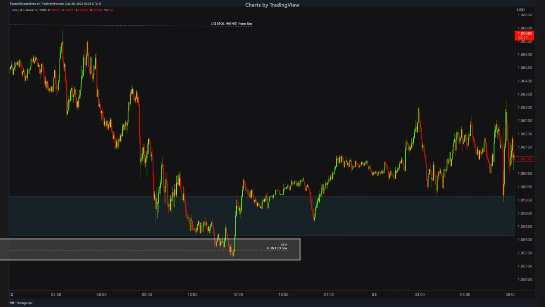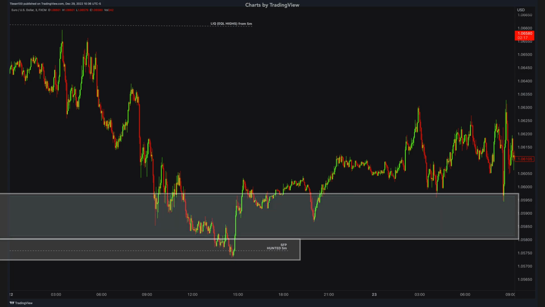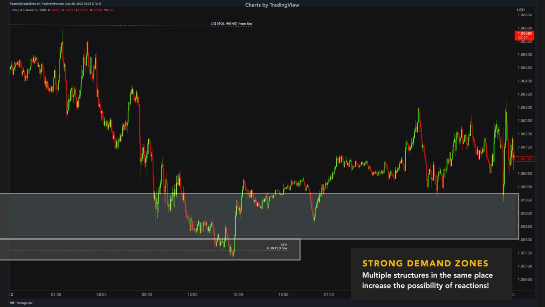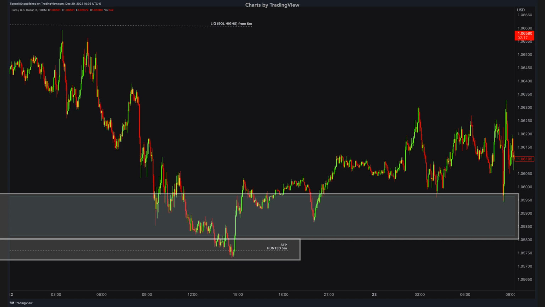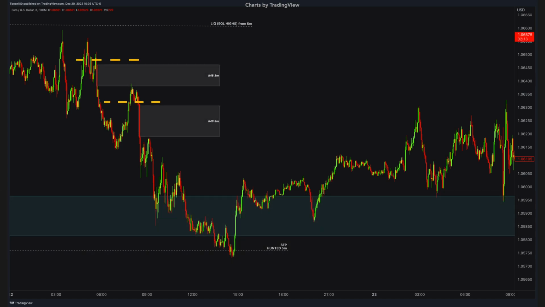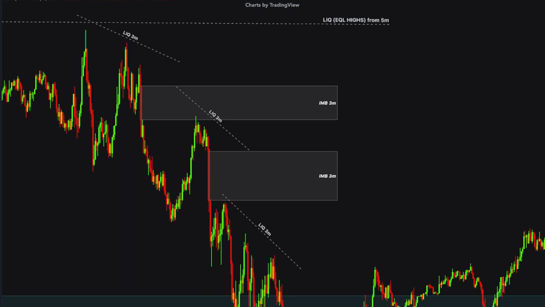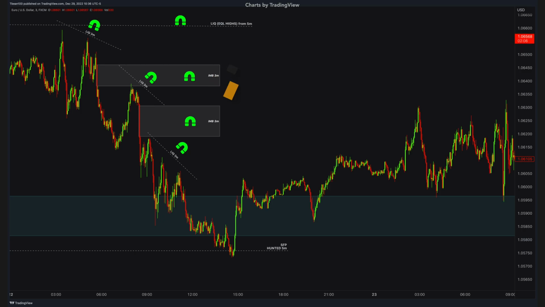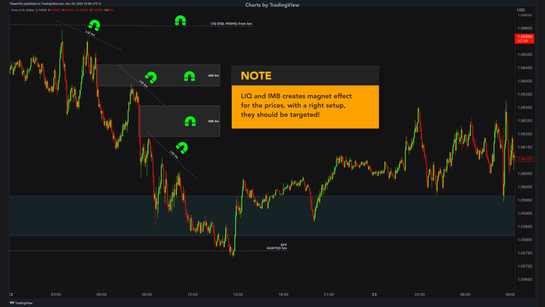As you can see here, swing failure pattern from 5 minutes, SR flip area from 15 minutes, and the general range low area. All this should give you an indication to look for long opportunities. Plus, the long trade also aligns with the 1-hour bullish trend. Let's see the targets. First, the fresh imbalances above are all my possible targets. After that, all the liquidity pockets are waiting for me. Now all of them create little magnet effects on the charts, a reason for price to move up.